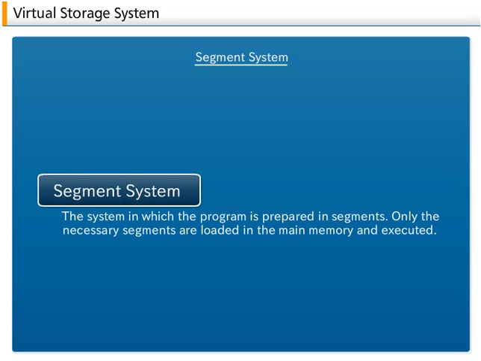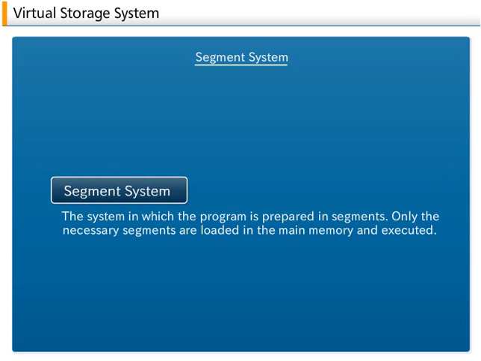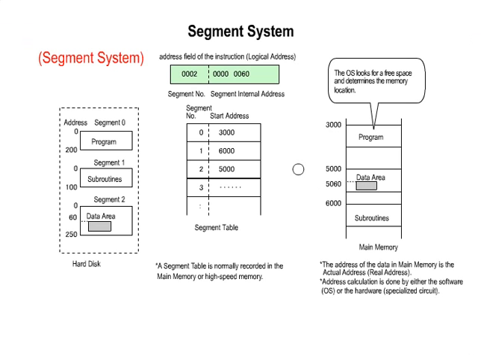One. Segment system. The segment system divides the program into multiple modules called segments, such as main routines, subroutines, and data sets, loads the needed segments into main memory, and then executes them. The logical locations of instructions and data, logical address, the location within the entire program, are expressed with segment numbers and relative addresses in the segments.